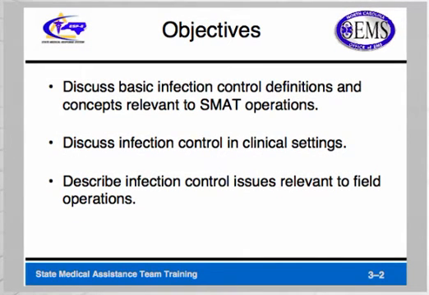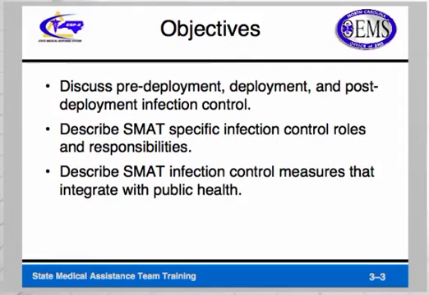This module has 6 objectives. The first 3 are: discuss basic infection control definitions and concepts relevant to SMAT operations, discuss infection control in clinical settings, describe infection control issues relevant to field operations. The last 3 objectives are: discuss pre-deployment, deployment, and post-deployment infection control, describe SMAT-specific infection control roles and responsibilities, and finally, describe SMAT infection control measures that integrate with public health.